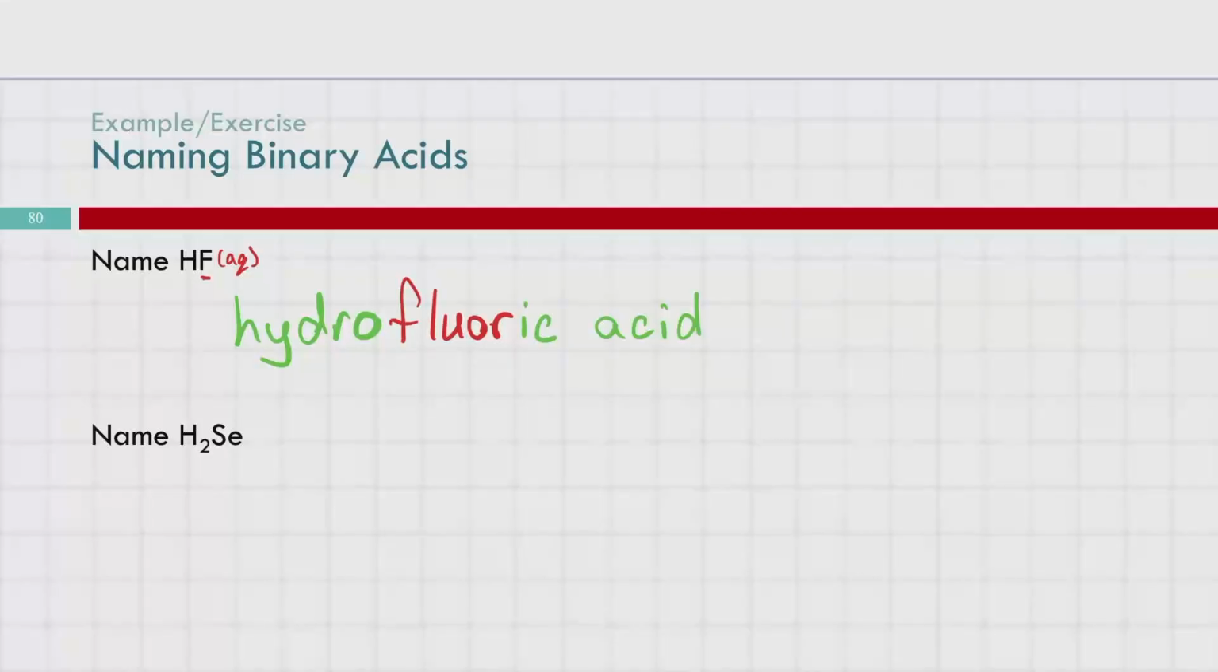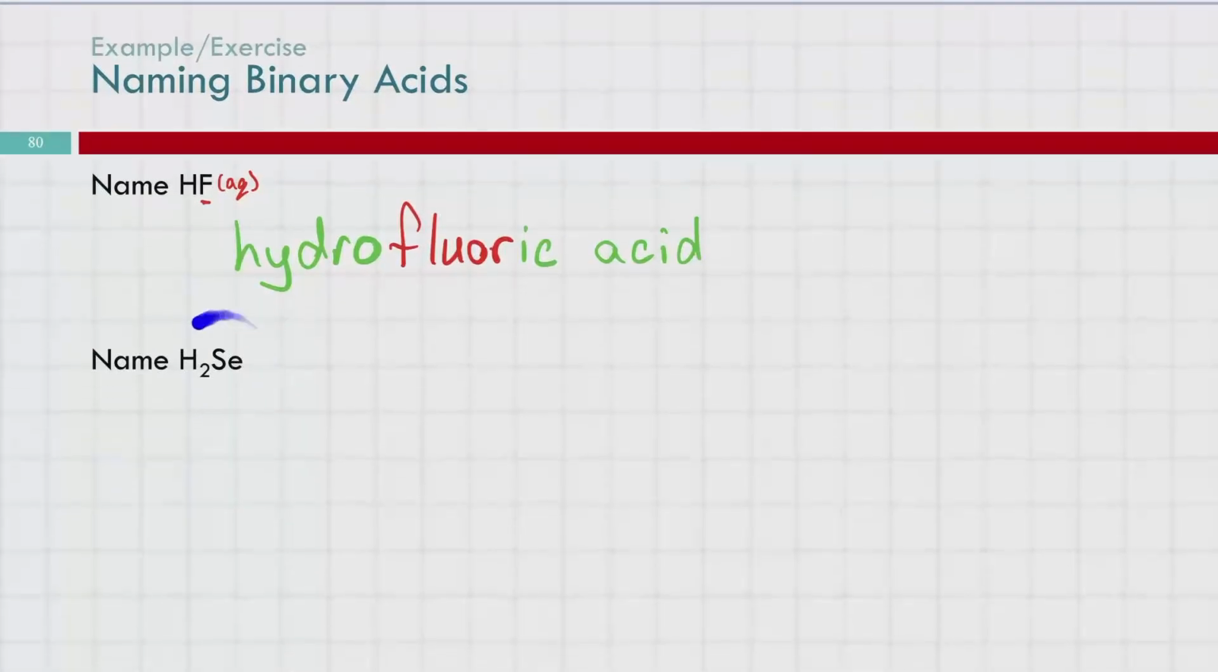Hydrofluoric acid is probably most well known for showing up in Breaking Bad in the first season. It's what they used to dissolve that bathtub, which is of course not their primary intended use, but that's what happened.